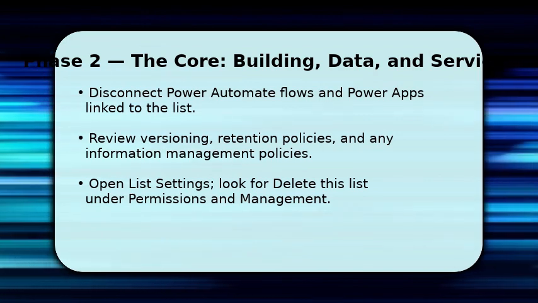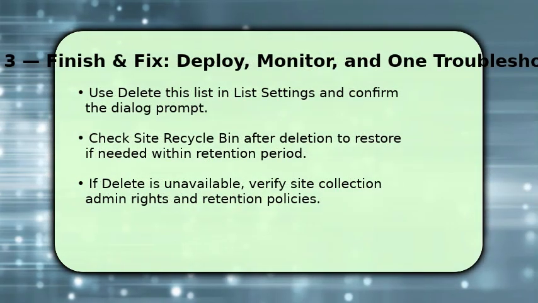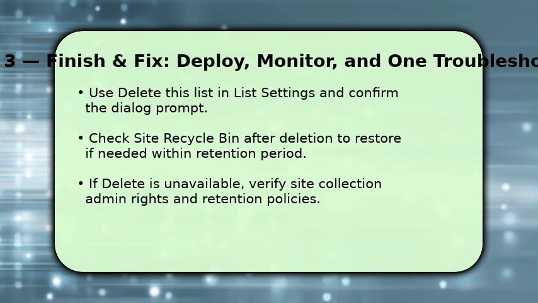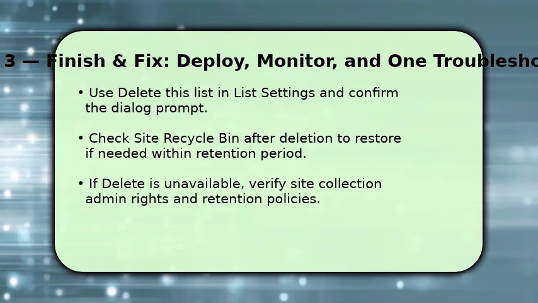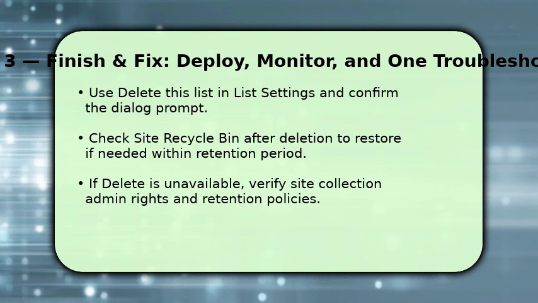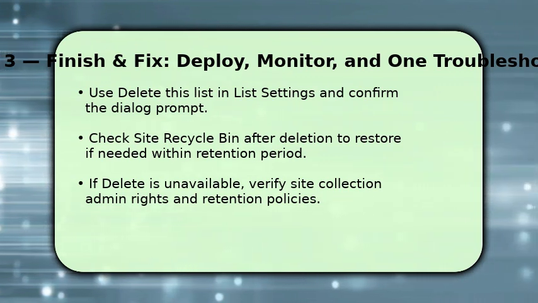To finish, click Delete this list in List Settings and read the confirmation prompt carefully. You are removing the list and its items. Confirm the deletion and then go to the Site Recycle bin to verify the list appears there so you can restore if necessary. Make sure to empty the recycle bin only after a final confirmation.